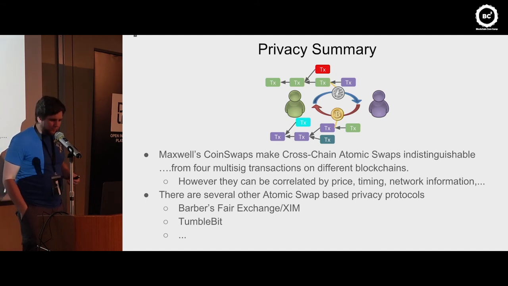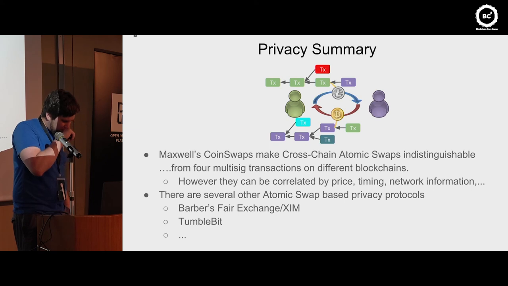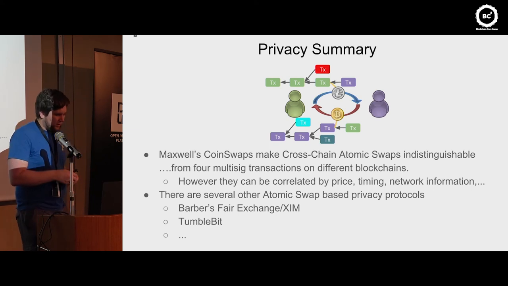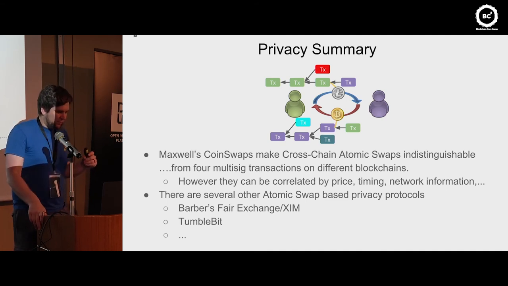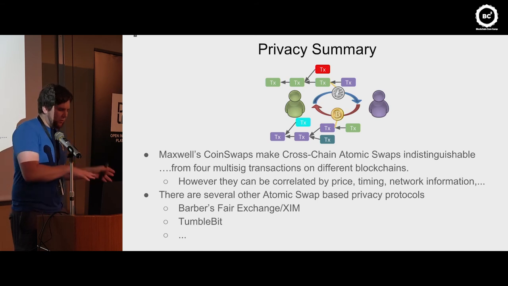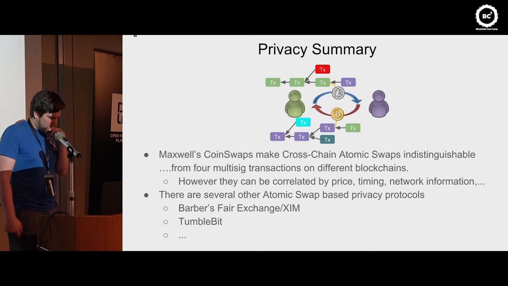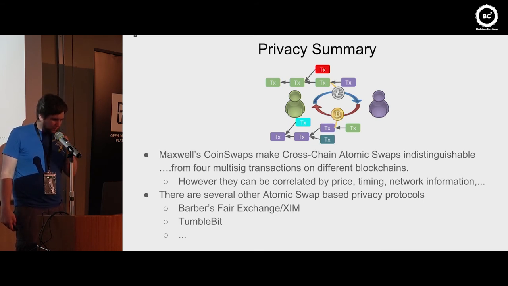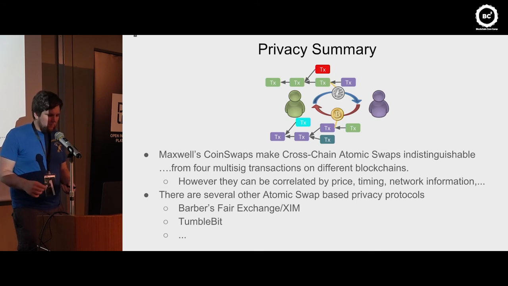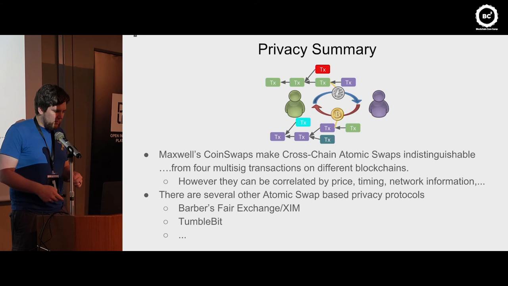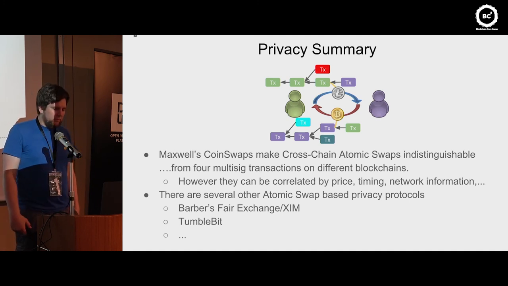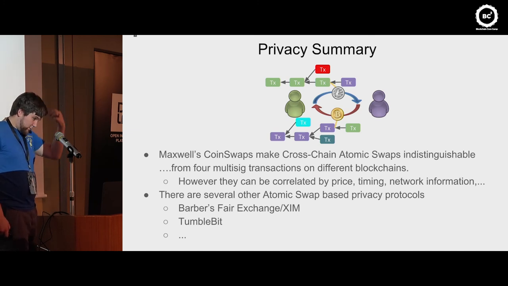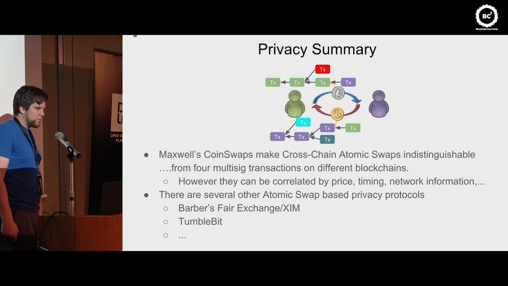So, in summary, coin swaps make cross-chain atomic swaps indistinguishable from four multisig transactions, two on each blockchain. However, they could be correlated by price, timing, network information.